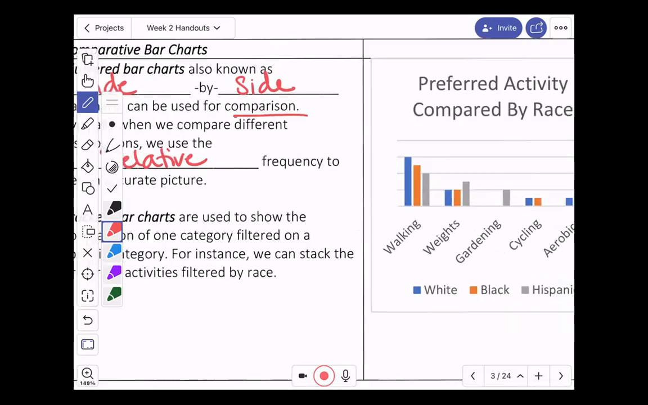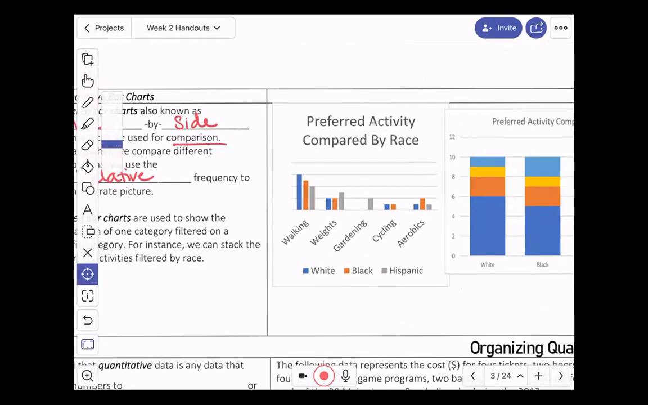And the clustered or side-by-side bar chart looks like this right here. Here's a side-by-side bar chart for what we just did. That's called the side-by-side. This one is the clustered bar chart.